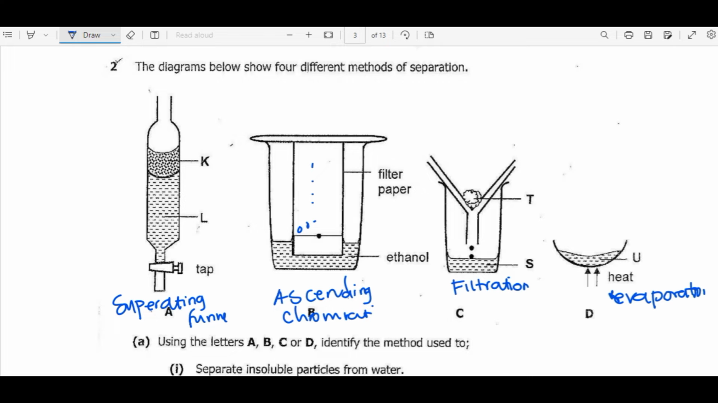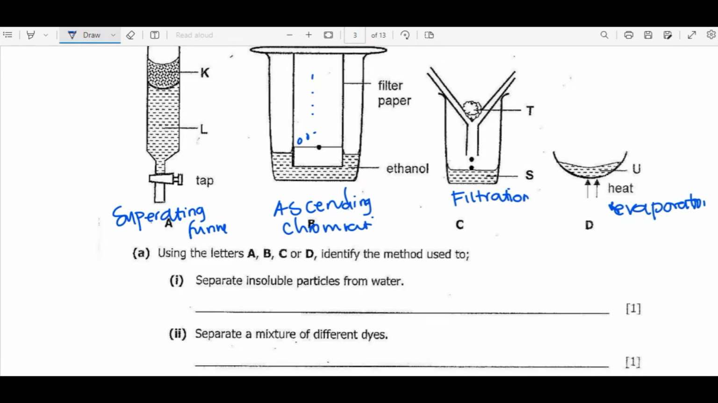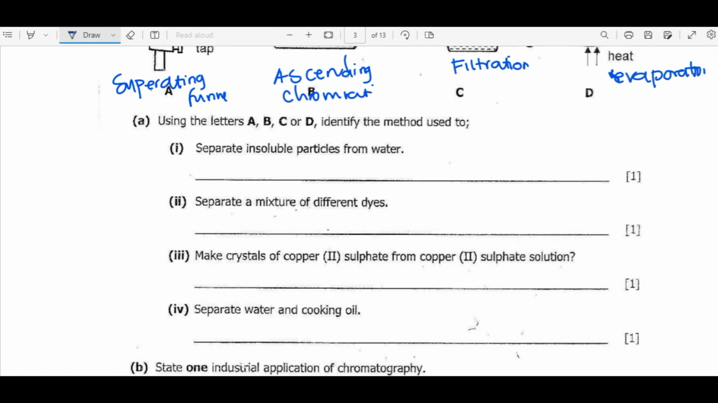Now let's see the questions that we were expected to answer. Using the letters A, B, C, or D, identify the method used to separate insoluble particles from water. So for this one is C, which is filtration. The insoluble part we know remains on the filter paper, while the solution or a liquid will pass through the funnel, then it will be collected as a filtrate.